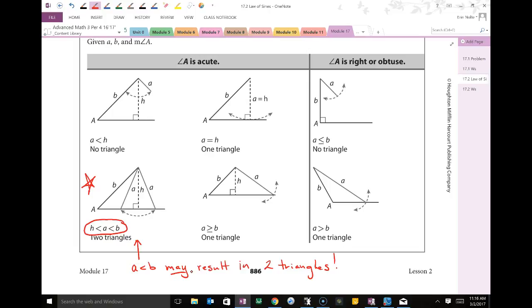Makes sense? Okay, so note to self, when your side that's opposite of your angle is shorter than your adjacent side, that's when this stuff happens. Opposite side is shorter than your adjacent side. All right, let's do an example of what would happen.